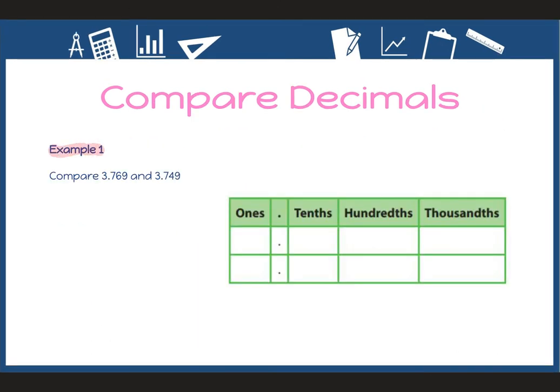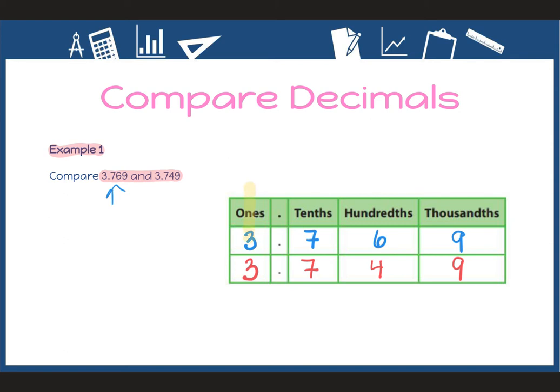So let's look at this first example. We want to compare 3 and 769 thousandths and 3 and 749 thousandths. One strategy that we talked about before is placing the numbers in the place value chart. We have 3 ones in the number 3 and 769 thousandths, and then we have 7 tenths, 6 hundredths, and 9 thousandths. The second number also has 3 ones and 7 tenths, but it has only 4 hundredths and then 9 thousandths.